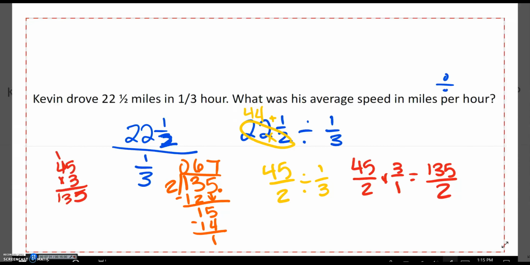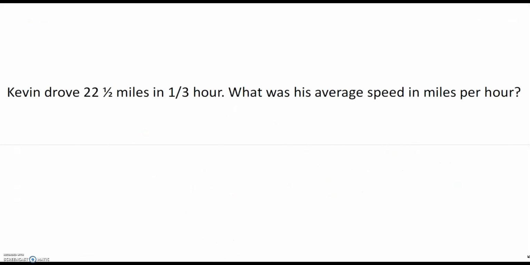I can add a decimal 0 if I'd like to. Bring that decimal up, the 0 down. 2 is going to go into 10 5 times, which is 10. Subtract, and I get 0. So that's going to be 67.5 miles per hour. Or you could say 67 and 1/2 miles per hour. Either one will work. All right, so we are done.